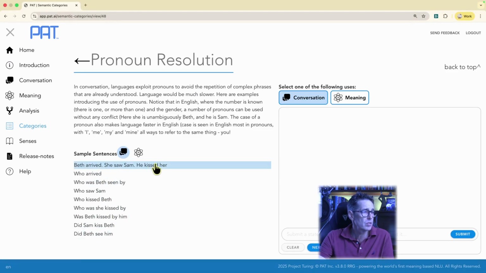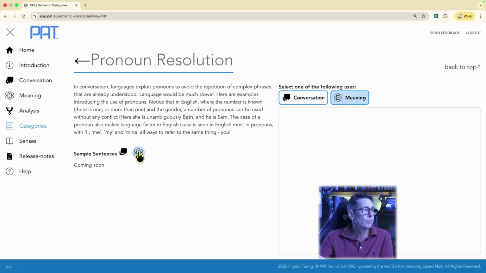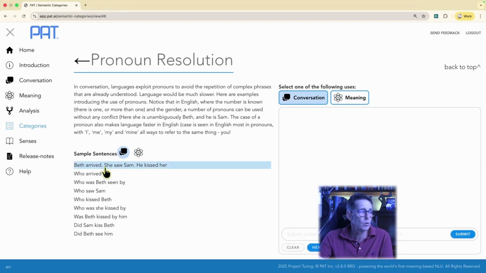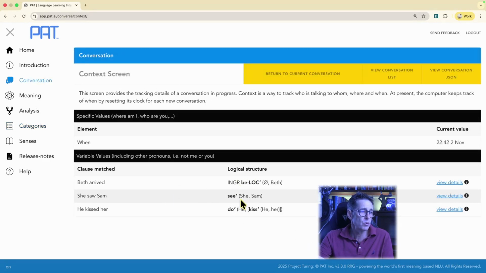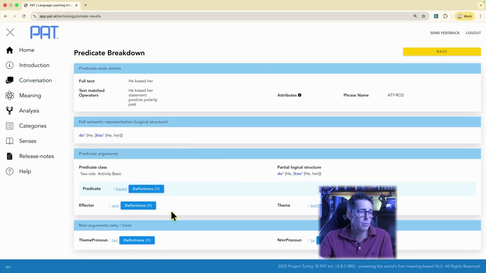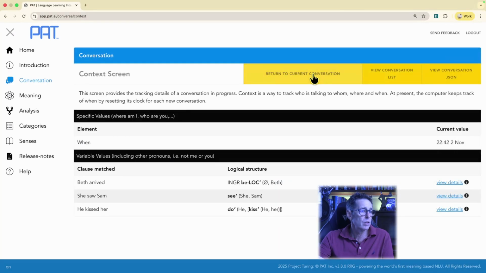Beth arrived, she saw Sam, he kissed her. But here's what comes out if we were just resolving something in the meaning engine. So you can see the meaning engine is here, but you can't resolve a pronoun sensibly, or I'm not giving you examples of resolving pronouns in a single sentence. It's more as we're progressing through a conversation. So here we could enter this example of the sample sentence. So that's given us three elements of context. If you want to check, there it is. Beth arrived, she saw Sam, he kissed her. And if we wanted to see who kissed who in detail, we would come here and we see Sam kissed Beth. So we're tracking context as before.